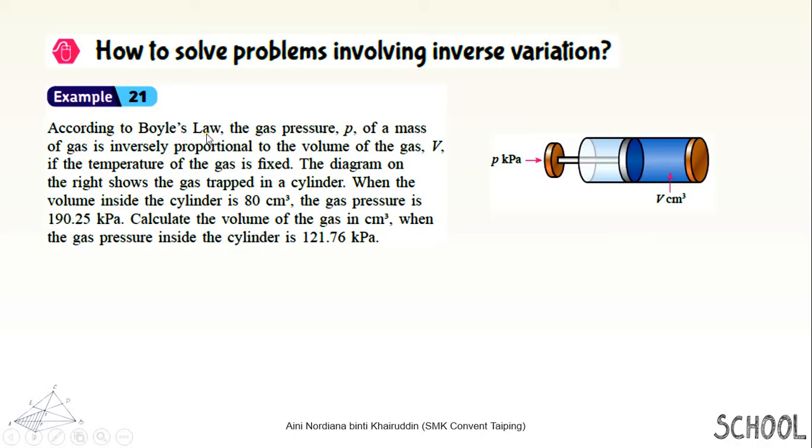According to Boyle's law, the gas pressure P of a mass of gas is inversely proportional to the volume of the gas V if the temperature of the gas is fixed. The diagram on the right shows the gas trapped in a cylinder. When the volume inside the cylinder is 80 cm³, the gas pressure is 190.25 kPa. Calculate the volume of the gas in cm³ when the gas pressure inside the cylinder is 121.26.